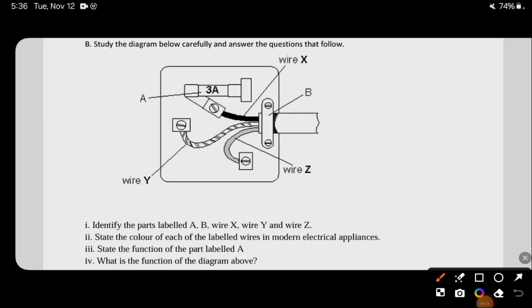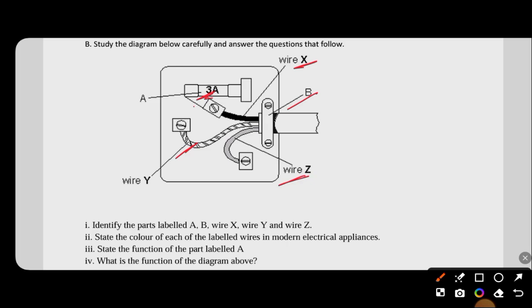With this question as well, we are asked to identify A to Z. A is the fuse, B is the cable grip, wire X is the live wire, wire Y is the earth wire, wire Z is the neutral wire.